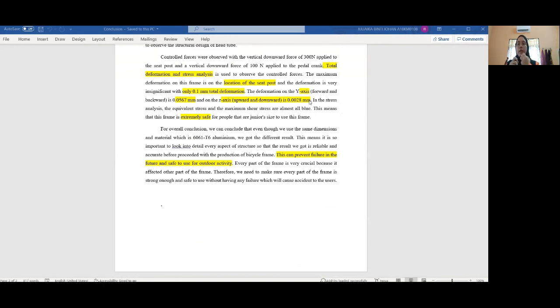This means it is so important to look into detail every aspect of the structure, so that the result we got is reliable and accurate before proceeding with the production of the bicycle frame. This is because this can prevent failure in the future and save cost for our activity. And every part of the frame is very crucial because it affects other parts of the frame also. So we need to make sure that every part of the frame is strong enough and safe to use without any failure which will cause accidents to the user.